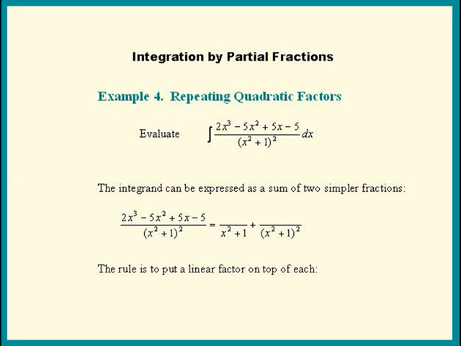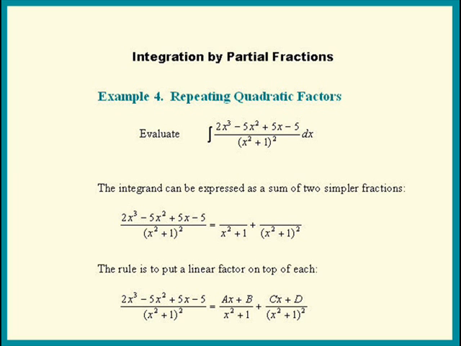We put a linear factor on top of each. So on top of the x squared plus 1, we put ax plus b. On top of the x squared plus 1 squared, we put cx plus d.